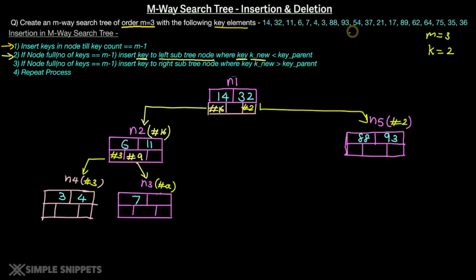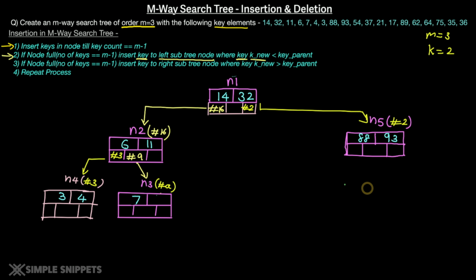Then we have 54. So 54 is greater than 14, 54 is greater than 32, we will go to the right. But now n5, which is towards the right of n1, does not have any more space. We already have two elements. So now 54 will be compared with 88. 54 is smaller than 88. So we have to create a node which is left of n5.